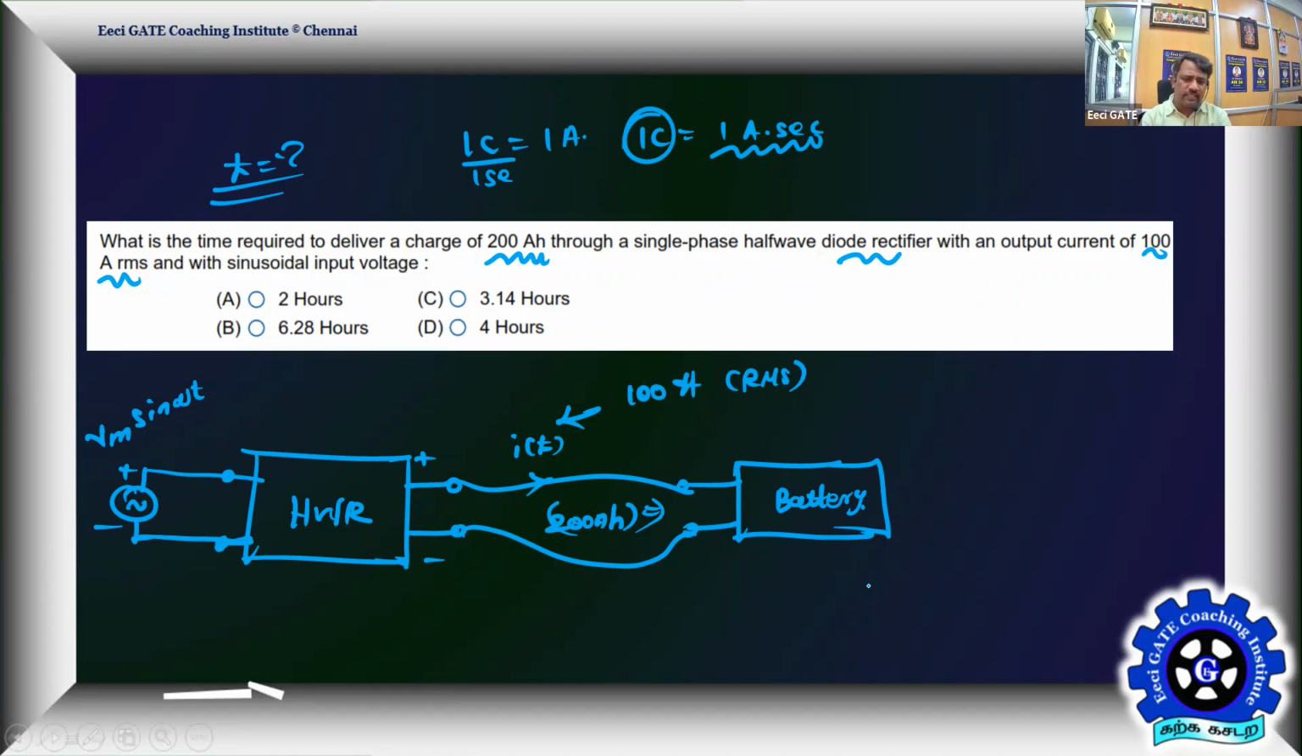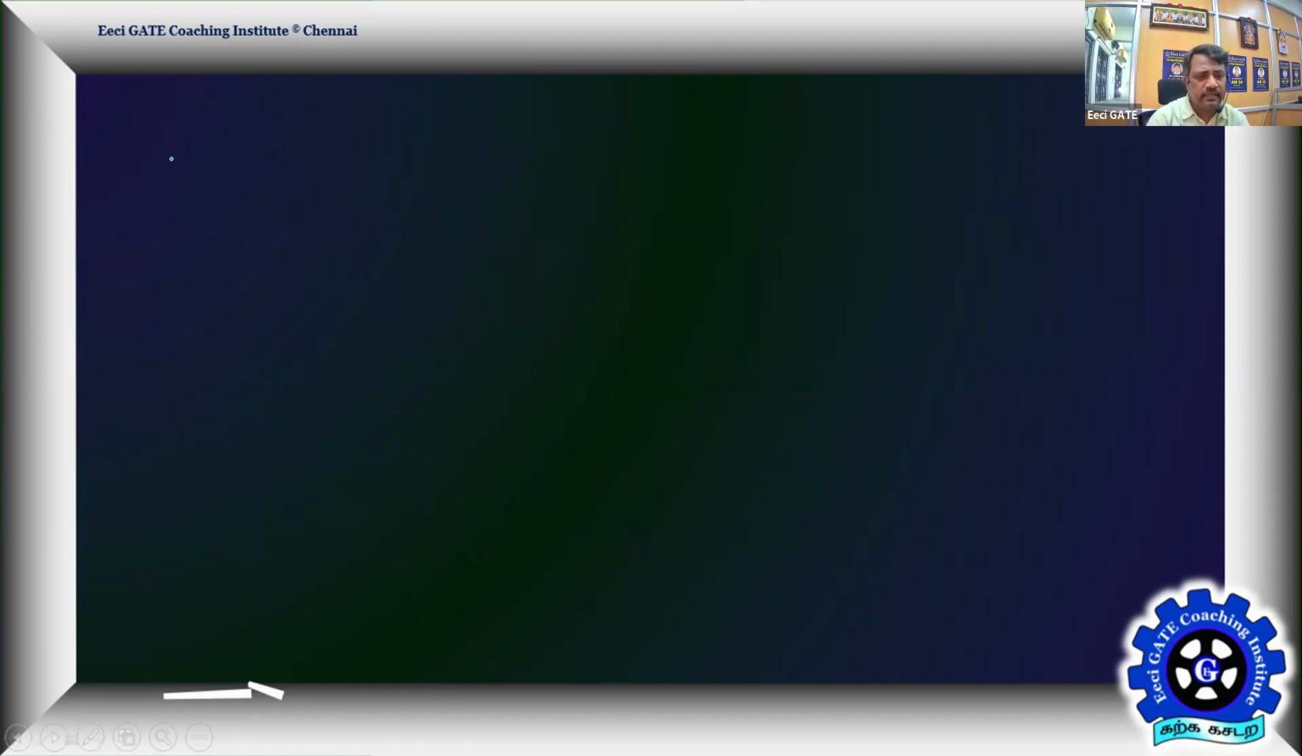All are given in hours only. How many hours do you need to charge the battery, or the half wave rectifier will deliver a charge of 200 ampere hour in the charge flow from the half wave rectifier to the battery. So the question is the time. We'll see how to solve for this time. What is given is the RMS current of the rectifier. What is the current RMS? It's 100 amps RMS current.